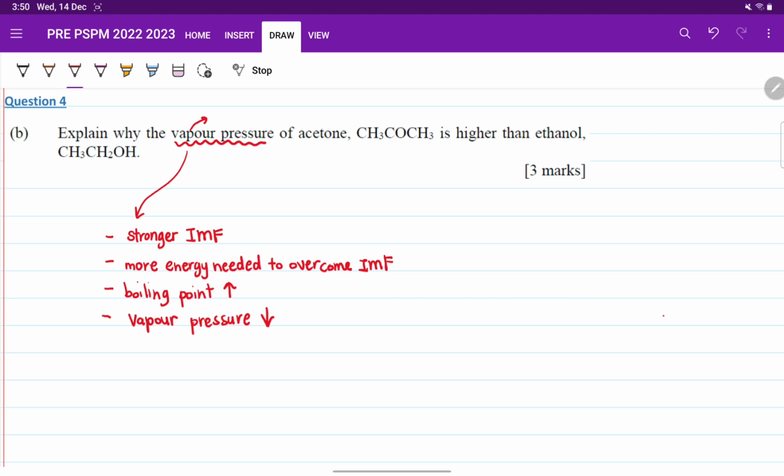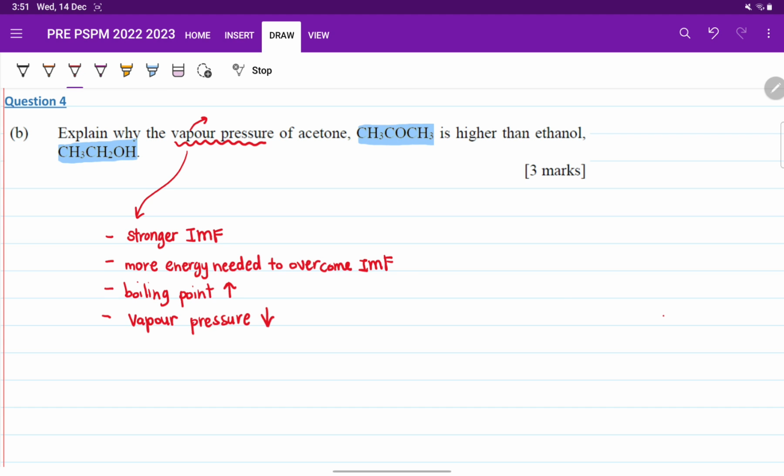Weaker intermolecular forces senang nak putuskan ikatan intermolecular forces antara molekul. Daripada liquid untuk jadi gas lagi senang, lagi banyak gas partikel yang boleh terhasil, vapor pressure pun akan jadi lagi tinggi. Okay, so yang tu overall untuk kita punya macam mana nak tentukan vapor pressure tinggi ataupun rendah. Okay, so for this question, what you need to do is, so highlight dekat sini, okay, substance kita adalah CH3COCH3, acetone, and then kita ada ethanol.